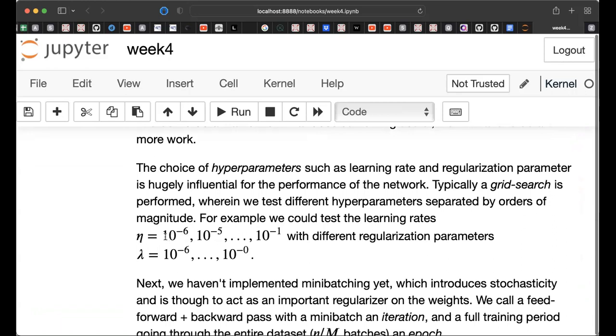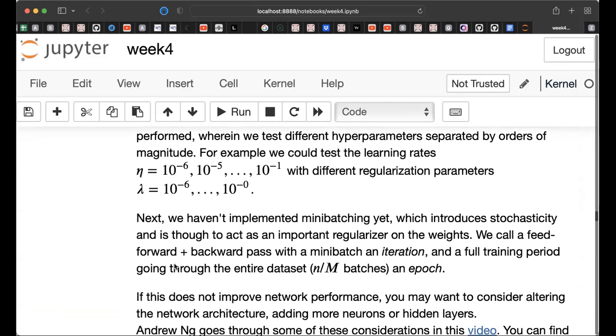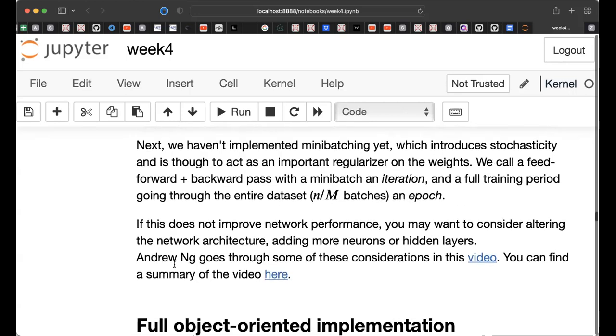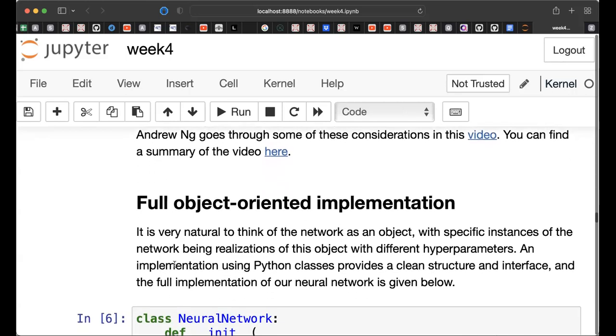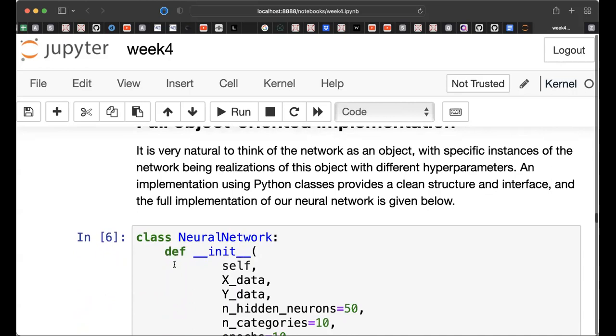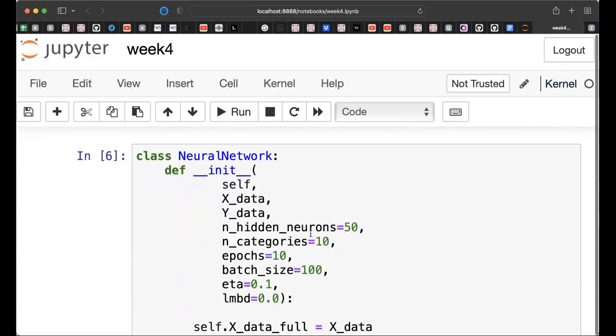So we're going to take learning rates from 10 to the minus 6 to 10 to the minus 1. And we're also going to choose the regularization parameters from 10 to the minus 6 to 1. And then we are going to do a stochastic gradient descent. So my fully object-oriented code is now just written in terms of this class, which I call the neural network. It takes the number of hidden neurons, the categories.